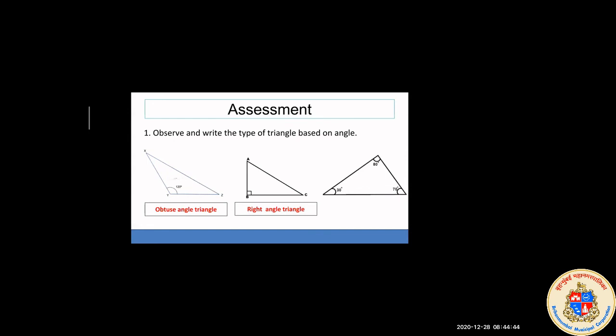See the measurements. 80, 30 and 70. What type of triangle is this? Acute angle triangle. Acute angled triangle.